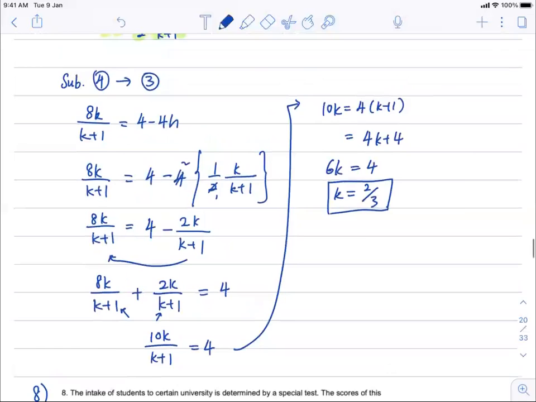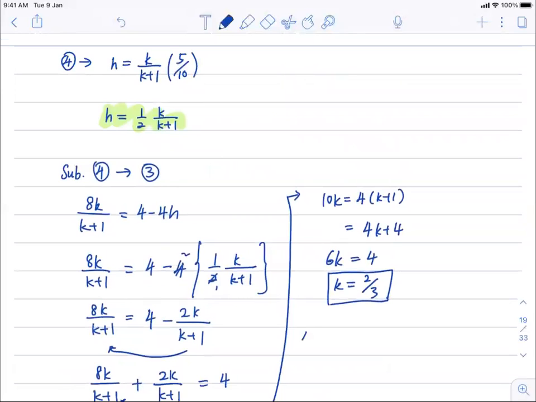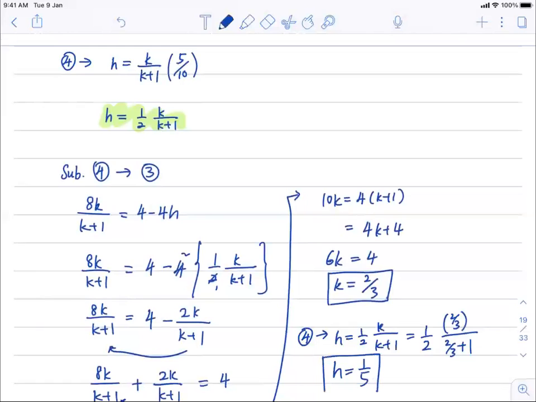After we have k, we can find h. We can use equation 4. h is equal to half k over k plus 1, which is also equal to half multiplied by 2 over 3, 2 over 3 plus 1. Then put into the calculator. We get h is equal to 1 over 5. So we get k and h.